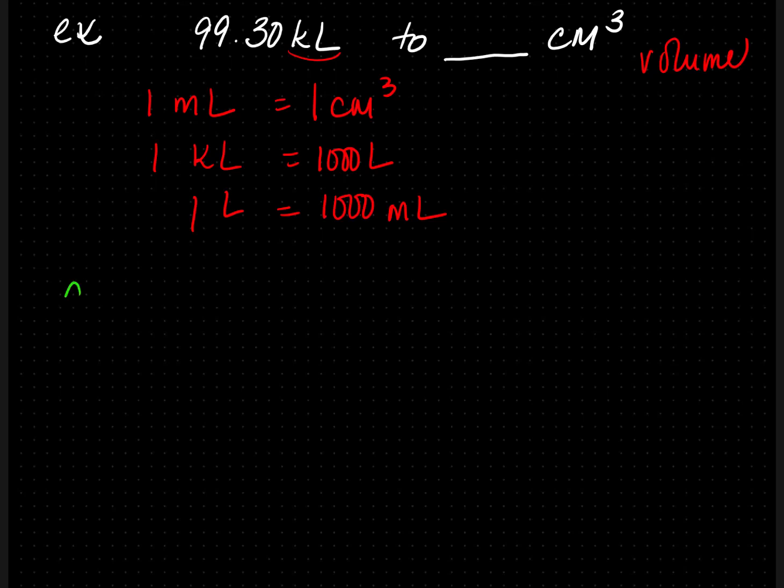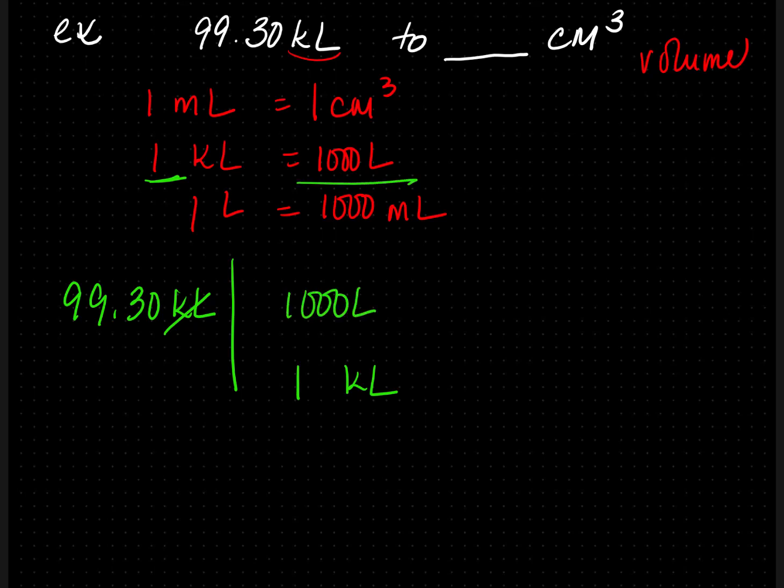What's given is 99.30 kiloliters. I start with the diagonal units. The diagonal units, kiloliters, has to be kiloliters. The number in front of kiloliters is 1, right here. This is equal to 1,000 liters.